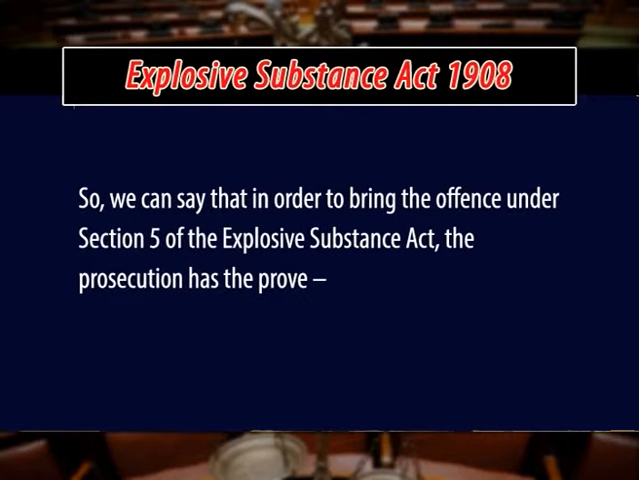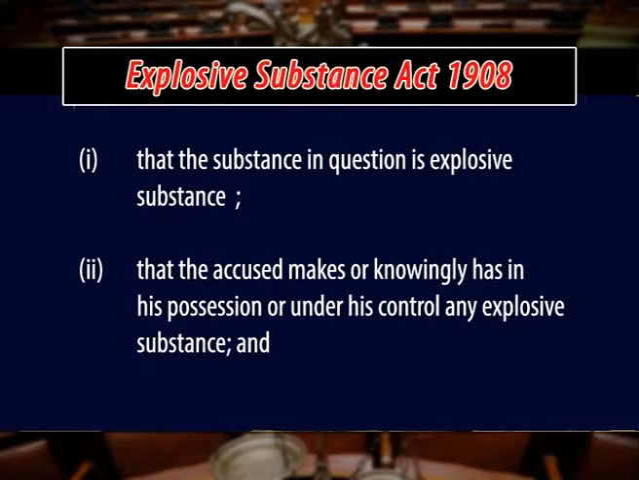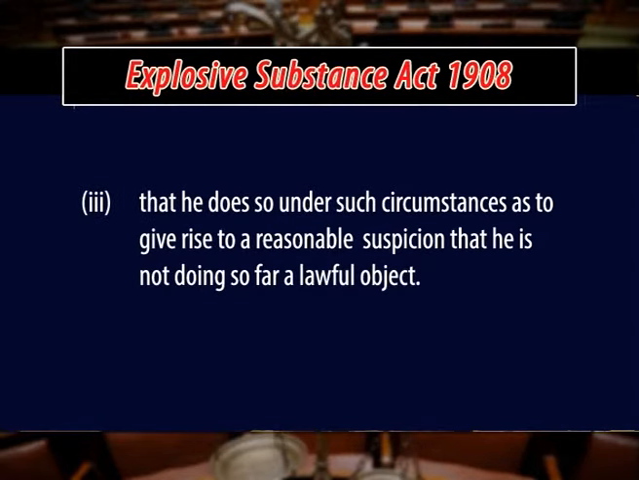So, we can say that in order to bring the offence under Section 5 of the Explosive Substances Act, the prosecution has to prove: number 1, that the substance in question is an explosive substance; second, that the accused makes or knowingly has in his possession or under his control any explosive substance; and third, that he does so under such circumstances as to give rise to a reasonable suspicion that he is not doing so for a lawful object. The burden of proof of these ingredients is on the prosecution. The moment the prosecution has discharged that burden, it shifts to the accused to show that he was making or possessing the explosive substance for a lawful object.